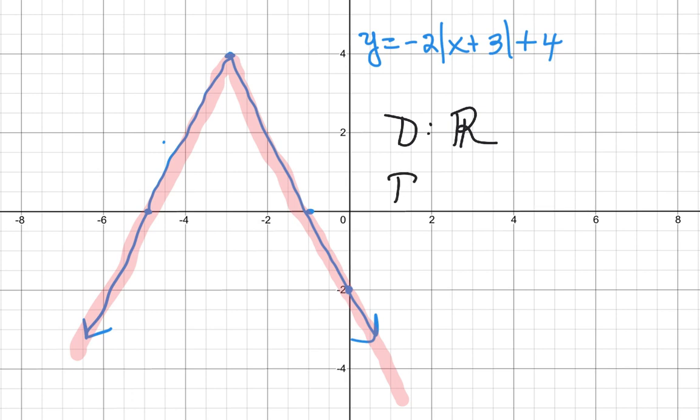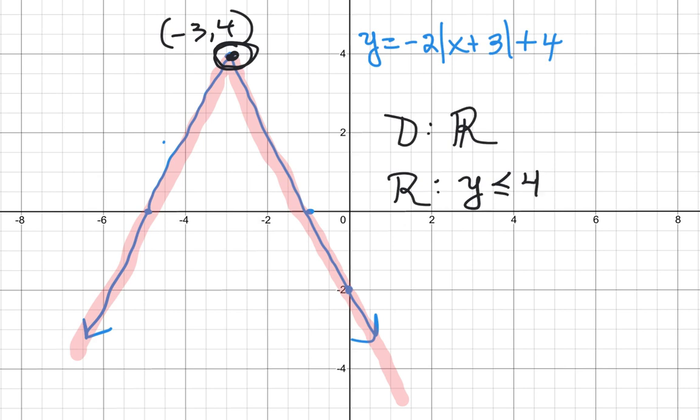What y's do I get out, though? Well, we can look at the graph and tell all of our y's will be the numbers that are smaller than this y value. That y value was the vertex, which was (-3, 4). 4 is the highest point this function reaches, so I would say my range is all of the y's that are less than or equal to 4.